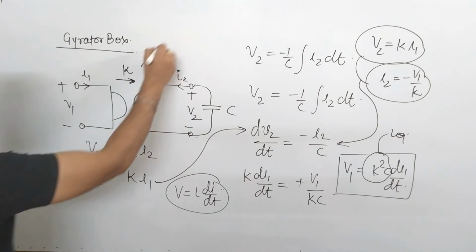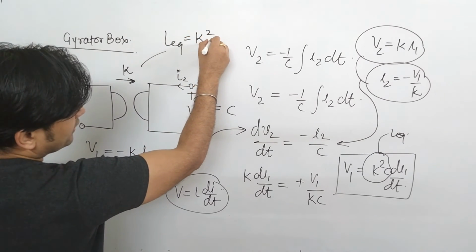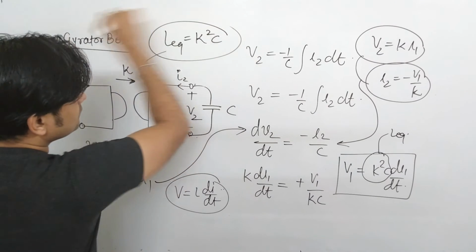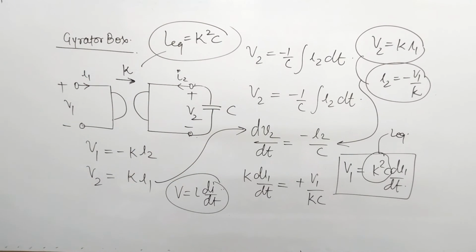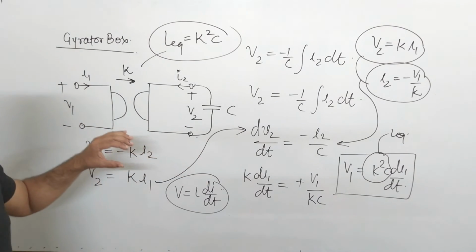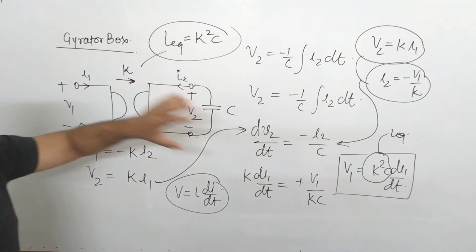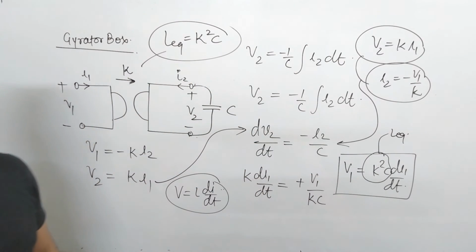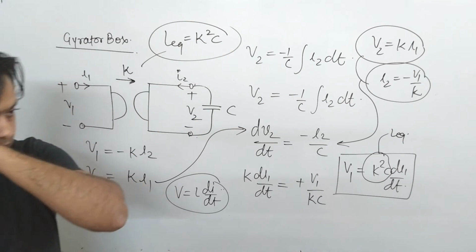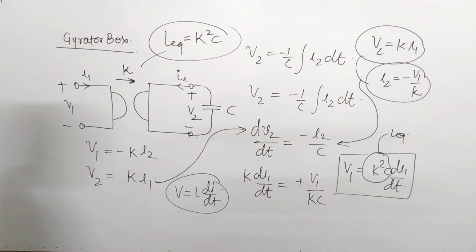From here you can say that the value of L equivalent is K square C. I have just mentioned this to help you understand that if the output is replaced by C, the input behaves in the form of an inductive representation, and if the output is replaced by an inductor, the input behaves in the form of a capacitive representation. So this is all about the gyrator box.